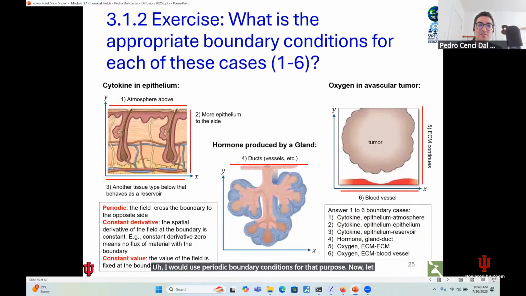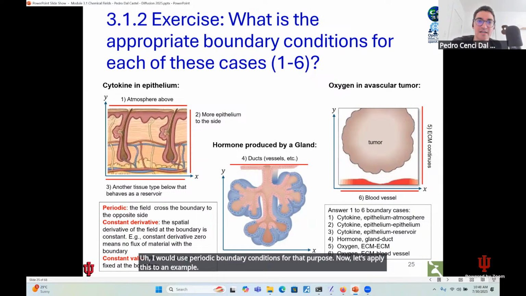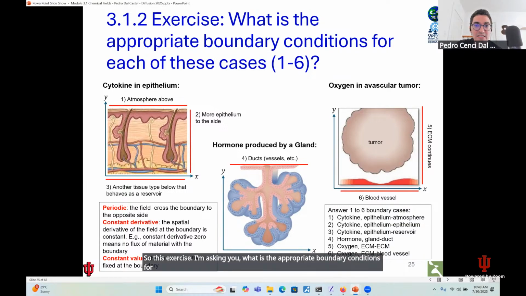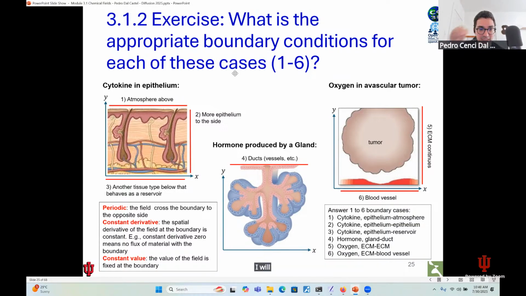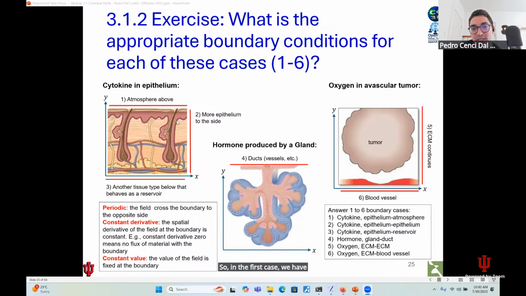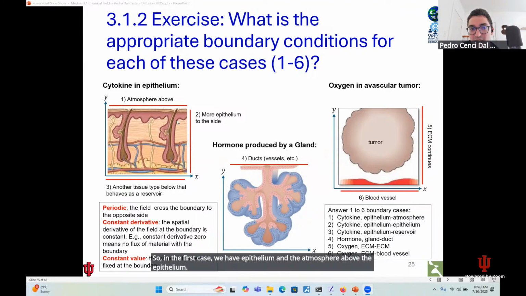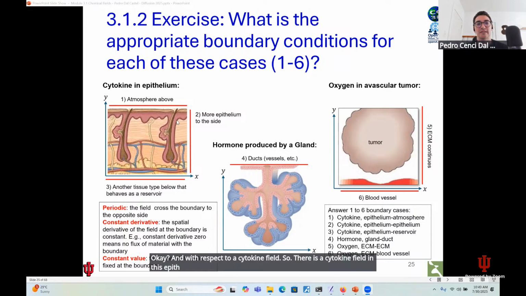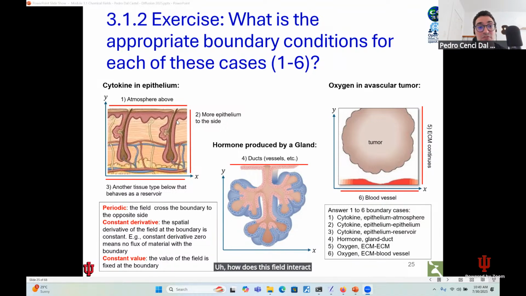Now let's apply this to an example. So in this exercise, I'm asking you, what are the appropriate boundary conditions for each of these cases, 1 to 6? I will go through the cases one by one, and you will choose the appropriate boundary conditions for each of them. So in the first case, we have epithelium and the atmosphere above the epithelium. Okay? And with respect to a cytokine field. So there is a cytokine field in this epithelium and the atmosphere above. How does this field interact with this boundary of the epithelium with the atmosphere?